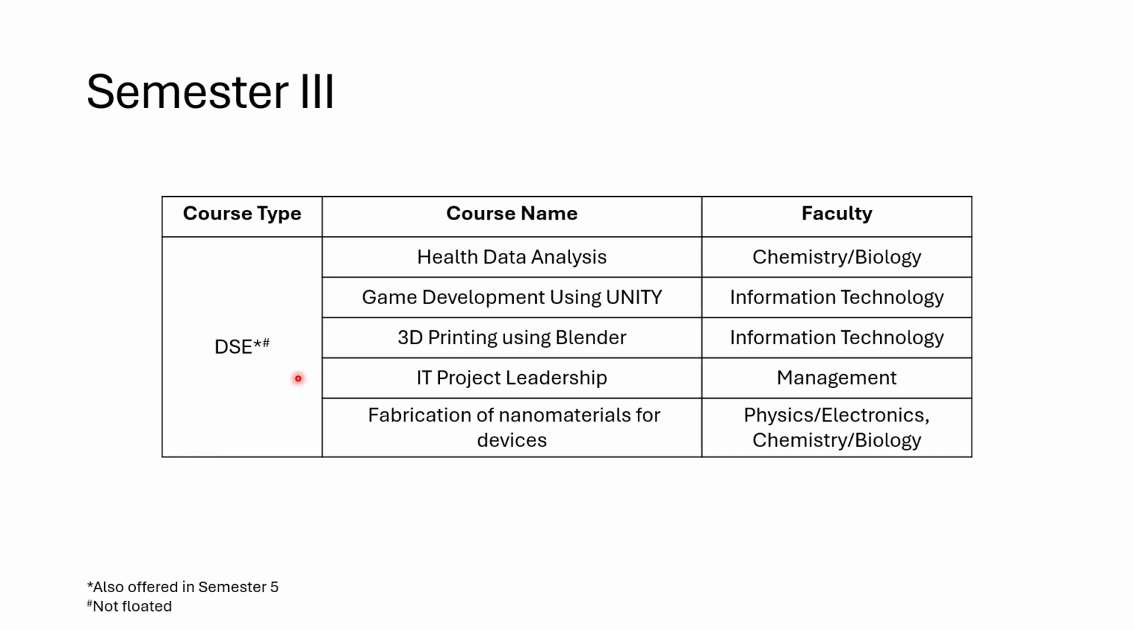And in semester 3 you also have the options of DSEs. Now what is the default format? Let me tell you. In semester 3 and 4, you either choose one GE or you choose one DSE. So on paper you have the option, but the DSE courses are not floated. So you have to choose one among the three GEs effectively.